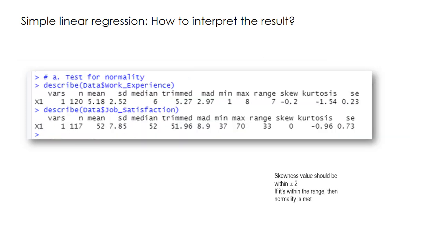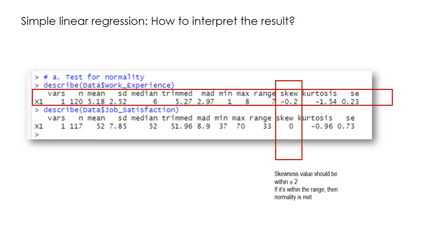Next, you need to test for normality. In this case there are two continuous variables, both the predictor and the outcome variable. We would like to see whether they are normally distributed or not. So how do you check for normality? With describe, you are describing the work experience variable that is stored in data. What do we look for? We look for the skewness. The skewness value should be within -2 and +2. If it is within the range, then normality is met. In this case, my skewness is -0.2 for work experience, and for job satisfaction it is 0. So they are within the range and they are normally distributed.